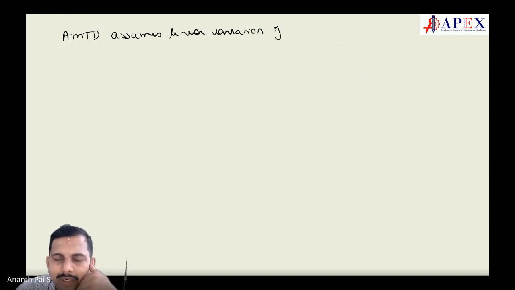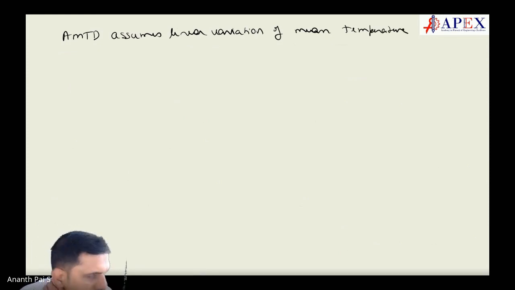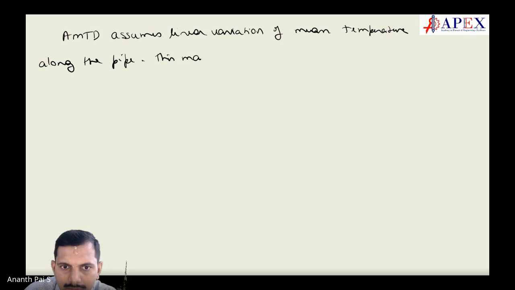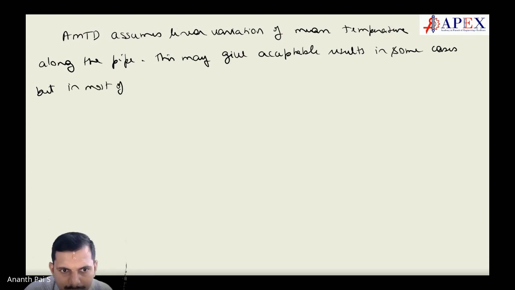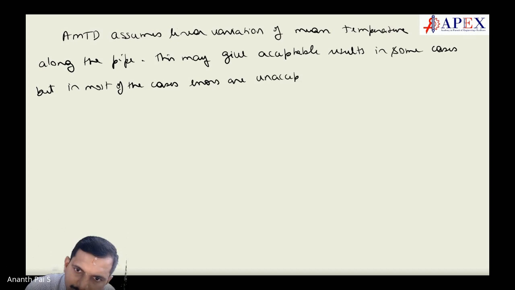Linear variation of mean temperature along the pipe. This may give acceptable results. The acceptable we are talking about, not accurate. Acceptable results in some cases, but in most of the cases errors are unacceptable. So we have to go with others.